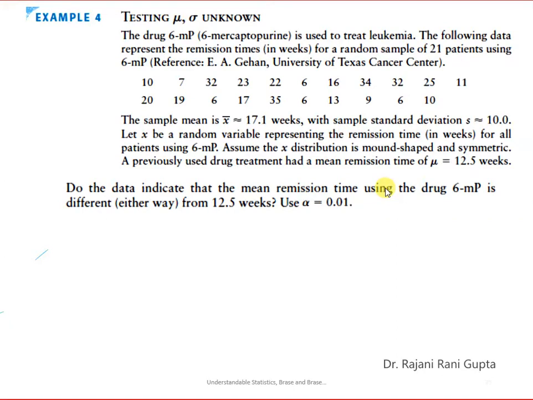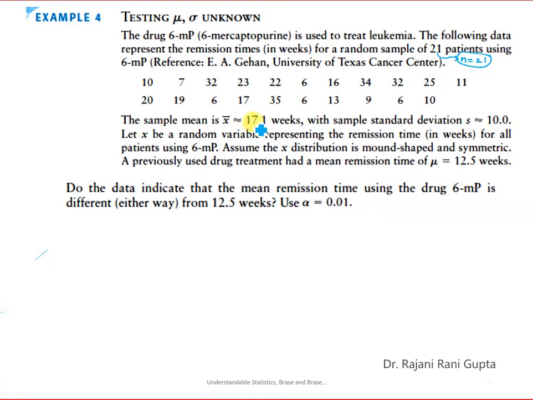So in this question, let's see which test we have to use. The drug 6-MP is used to treat leukemia. The following data represent the remission times, in weeks, for a random sample of 21 patients using 6-MP. Now, 21 patients means this is the size of the sample. N is 21. Okay. So these are the data given to you.